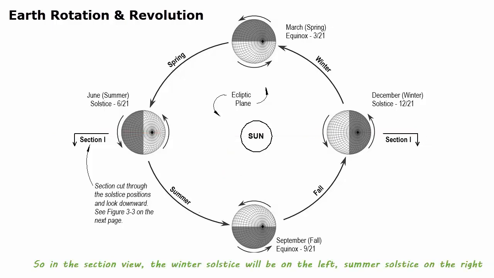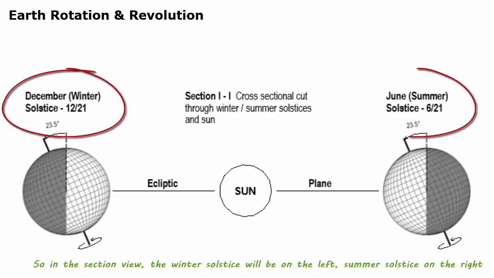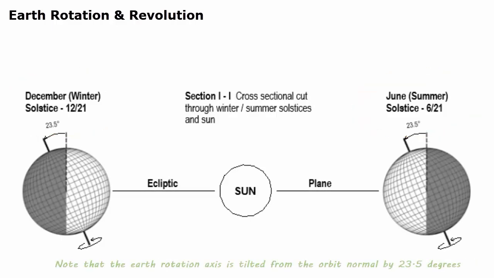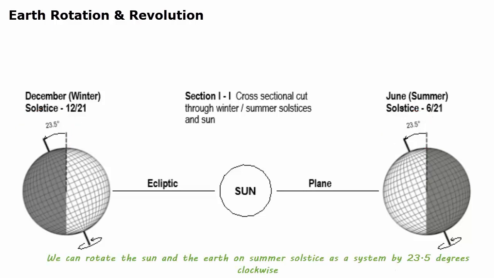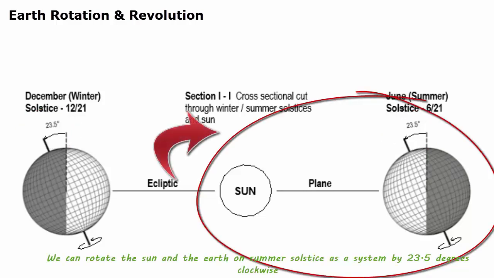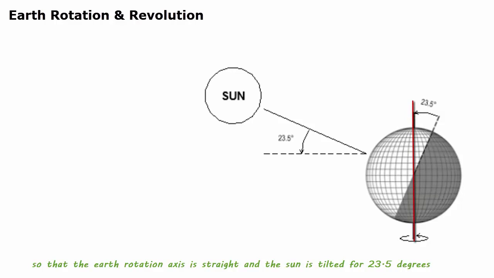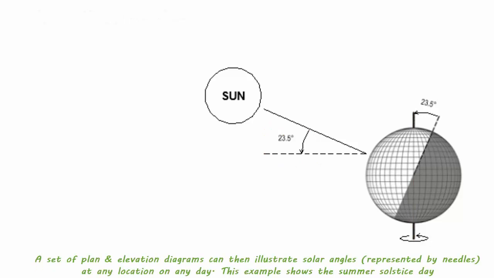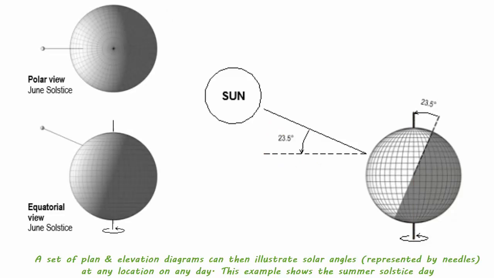So in the section view, the winter solstice will be on the left, summer solstice on the right. Note that the Earth rotation axis is tilted from the orbit normal by 23.5 degrees. We can rotate the Sun and the Earth on summer solstice as a system by 23.5 degrees clockwise, so that the Earth rotation axis is straight and the Sun is tilted by 23.5 degrees. A set of plan and elevation diagrams can then illustrate solar angles represented by needles at any location on any day. This example shows the summer solstice day.